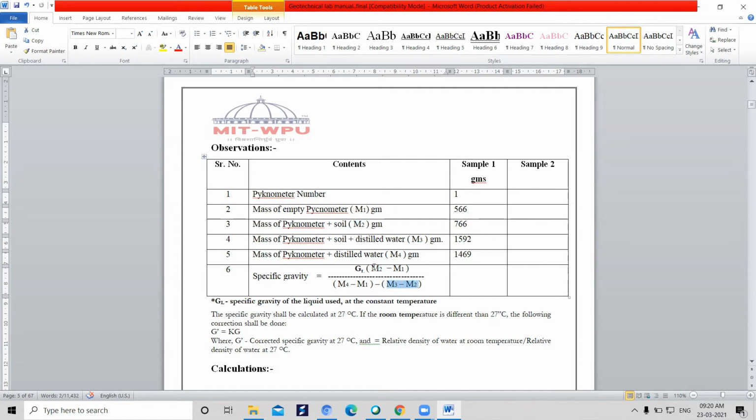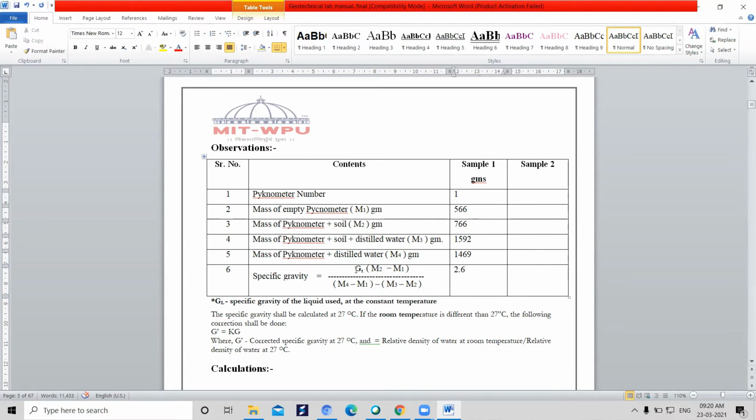Right? Now this is with respect to soil, nothing but the object, and this is the density of the water you will be getting. Right? Okay. Then once you simplify this, you will be getting the answer. What is my answer? 2.6 is my answer. Specific gravity is 2.6.